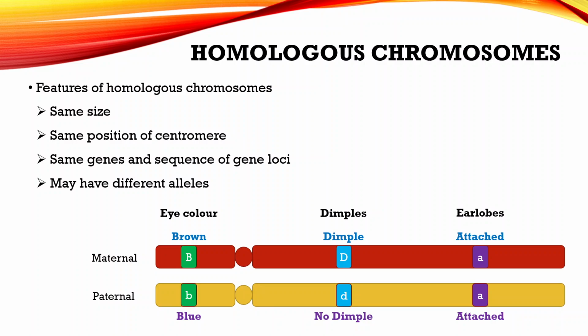And for the gene for dimples, again different alleles: one big D, one small d, for dimples and no dimples respectively. But for the gene for earlobes, both have the same allele, small a for attached. So these are some features of the homologous chromosomes.